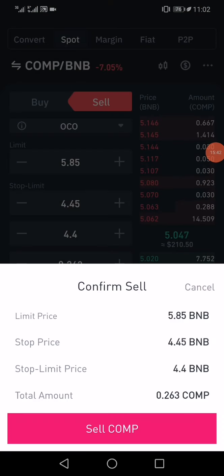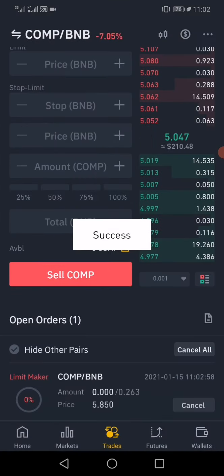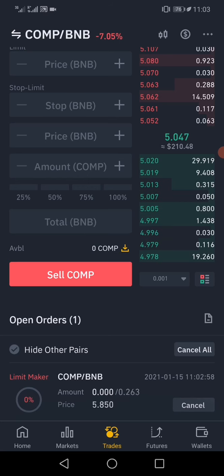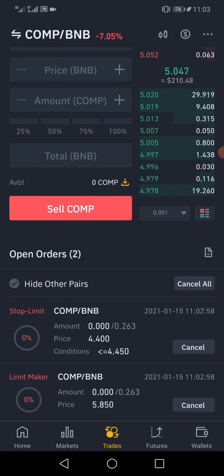So it will give me this confirmation message, and I want to sell the compound, and this is the limit price, the stop price, and the stop limit price. And once I tap on the sell, two orders will show. So you can see them, two orders will show. Now each one of these will cancel the other. That is why it is called the one cancels the other.